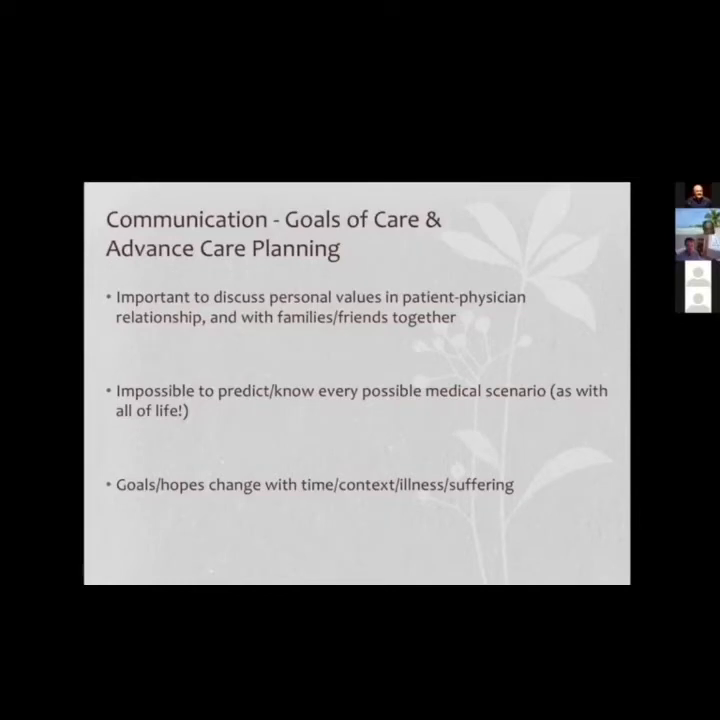And so we really try to encourage discussion about values within the patient-physician relationship, and also with friends and family together. As we all know, it's impossible to predict every future situation in medicine and in life in general, so it's important that there are people that know what your wishes would be. And it's also really important to know that the goals of patients and what they're hoping for evolve a lot with time. While patients may have certain goals at the very early time of their illness, it's important to help support them as their prognosis and goals change.